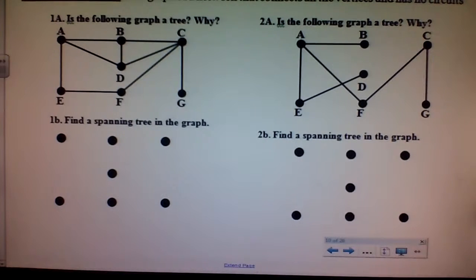So yesterday we left off talking about spanning trees. Okay, we left off talking about spanning trees.